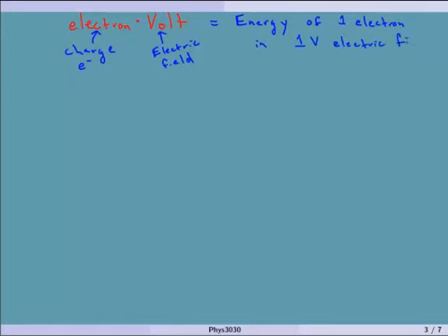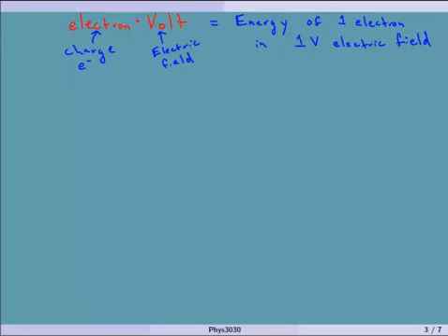Okay, and that might seem abstract, but it's really useful for particle physicists because one of the things you're dealing with all the time is electrons. Okay, and we're going to talk about energies a lot.